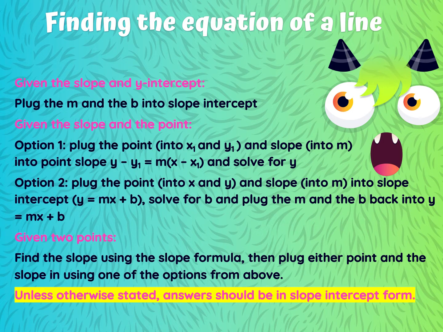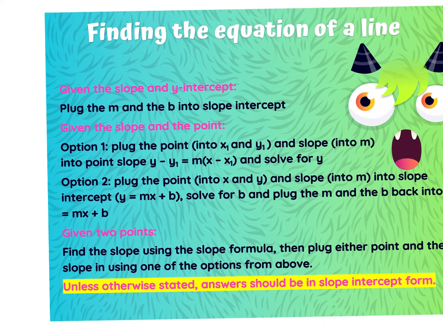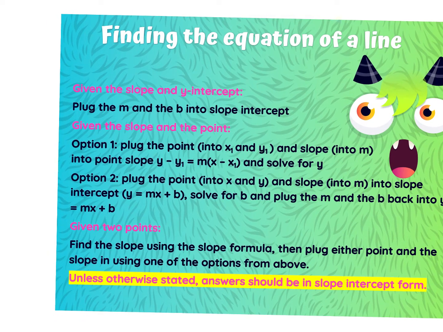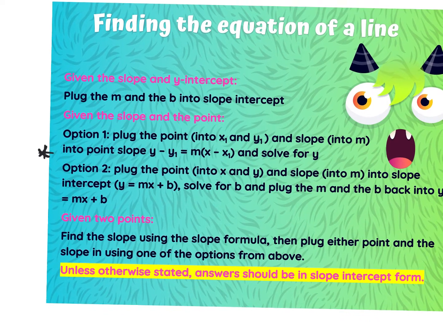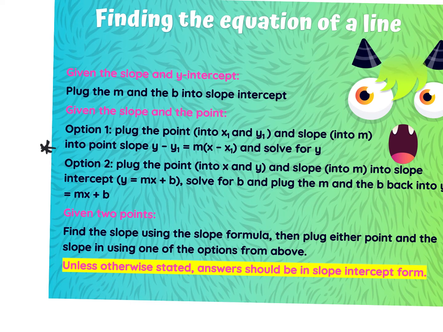The other option would be you could be given a slope and an ordered pair, and you could plug it into the point-slope form of the linear equation, which is this one right here: y minus y1 equals m times x minus x1, and then solve it for y by distributing it and put it back into y equals mx plus b. The other option, and this is what I showed you last year when I taught geometry, is just use the slope-intercept form. Plug in the x and the y from the ordered pair and the m, solve for the b, and then plug everything back in again.